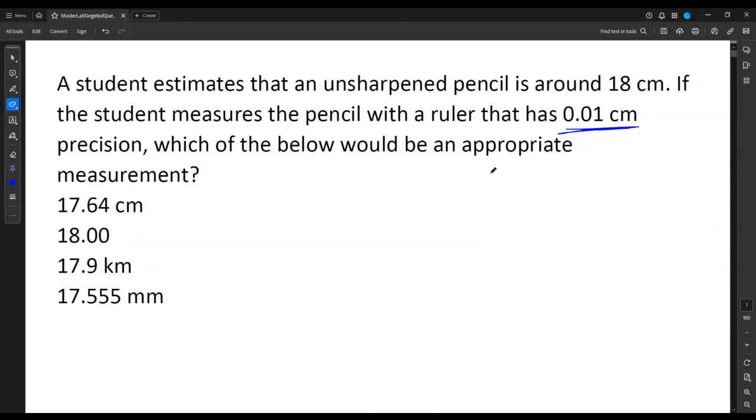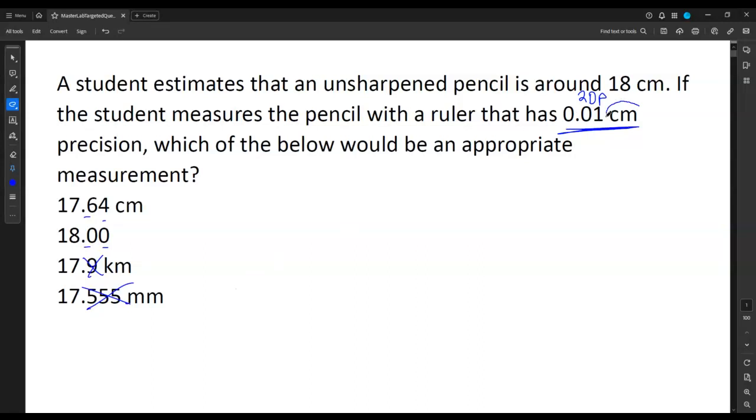Okay, so this approximate measurement, again, somebody's using a ruler to measure a pencil. We have 0.01 centimeters listed as the way that we can measure. We want to keep in mind that this is two important pieces of information. First, that our measurement needs to have 2 decimal places. So from that, we can eliminate a couple of choices. This one only has 1 decimal place. This one has 3. So only 2 choices remain that have the appropriate number of decimal places.